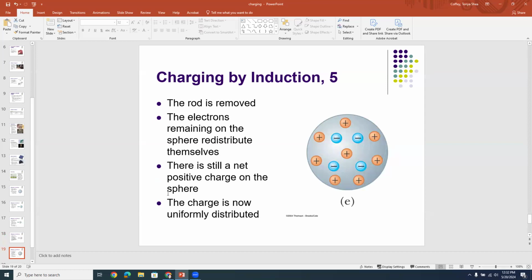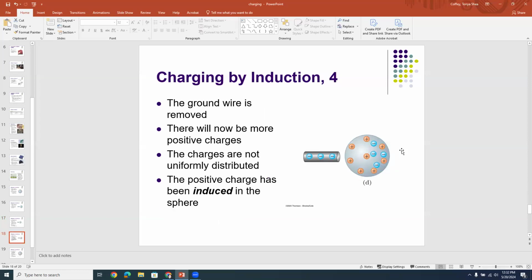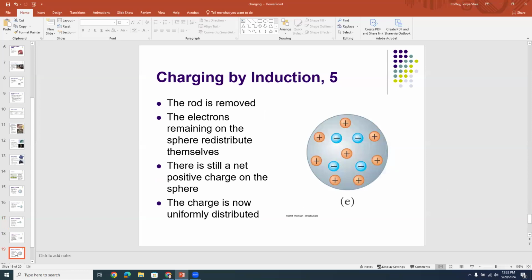Now, if you're going to do this, it's important to remember the step that you've got to disconnect the grounding wire, okay, while the rod is still near it. Otherwise, what'll happen is the positive charges will pull negative charges back from the ground if you don't disconnect that wire before you move the rod away. So it's very important that you have the negative rod here while you're grounded, and then leave the negative rod there as you disconnect your grounding wire in order to achieve a net positive charge on your metal sphere.